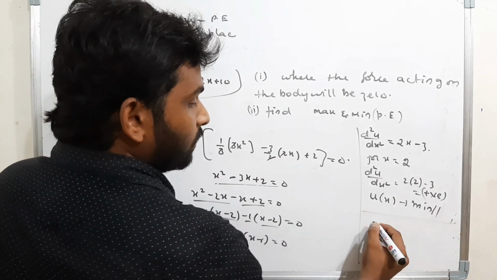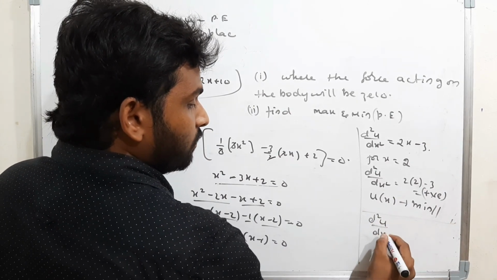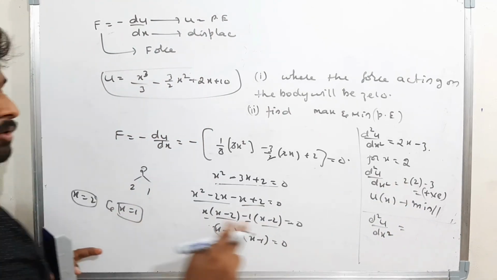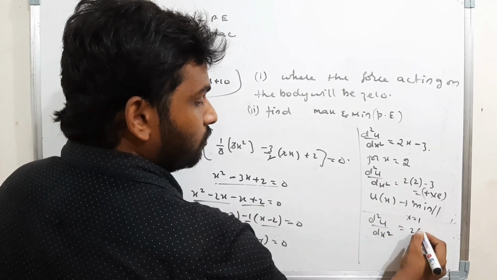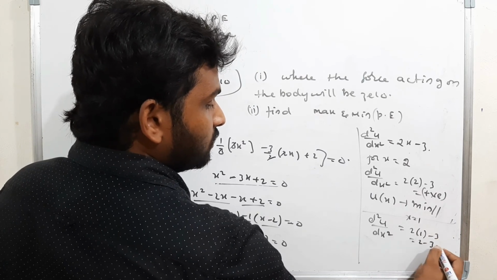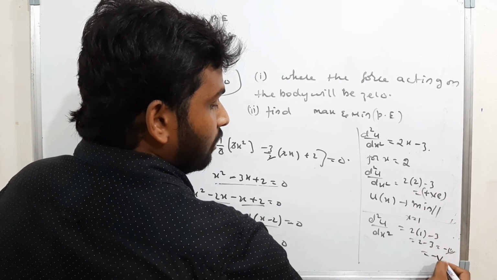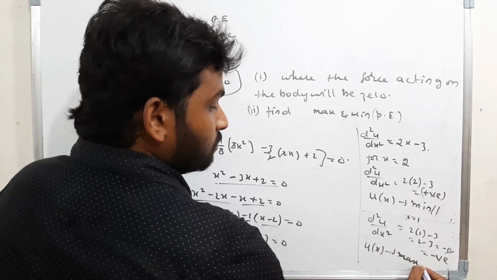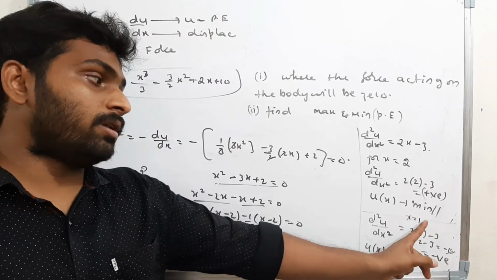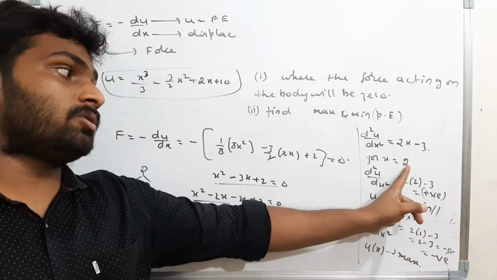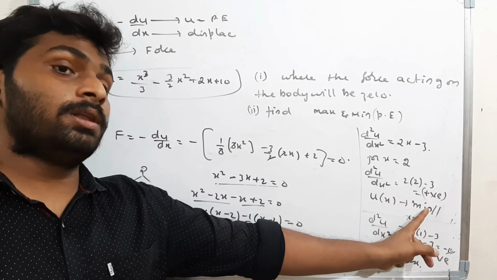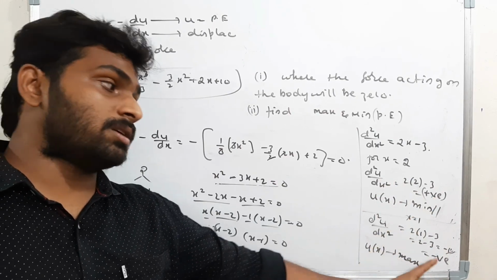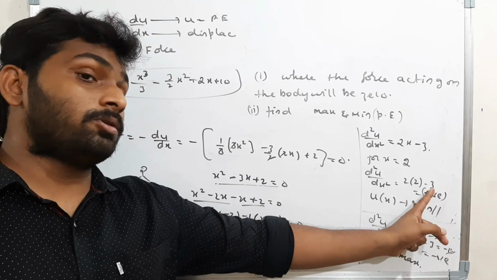Therefore again, d square u by dx square at x is equal to 1. Now I am going to find it for x is equal to 1. Therefore 2 into 1 minus 3, that is 2 minus 3, which is minus 1. Therefore it is a negative value. Therefore here u of x is maximum. At x is equal to 1 the potential energy will be maximum, and at x is equal to 2 the potential energy will be minimum, because we got the double differentiation positive here and negative there. Negative means maximum, positive means minimum.